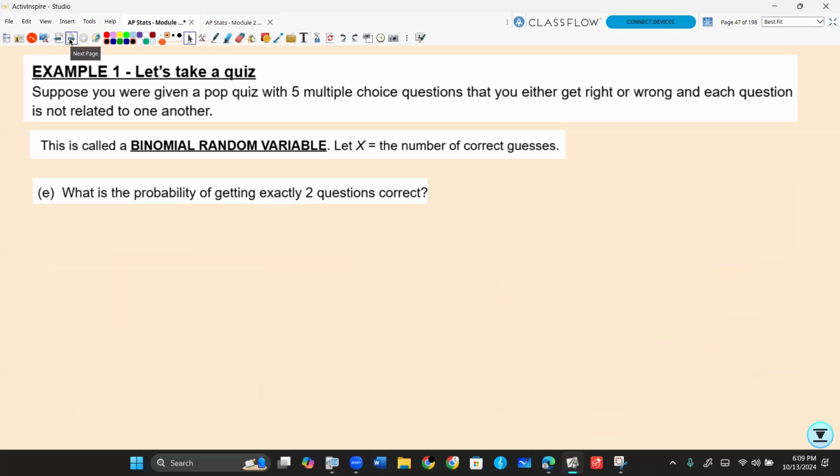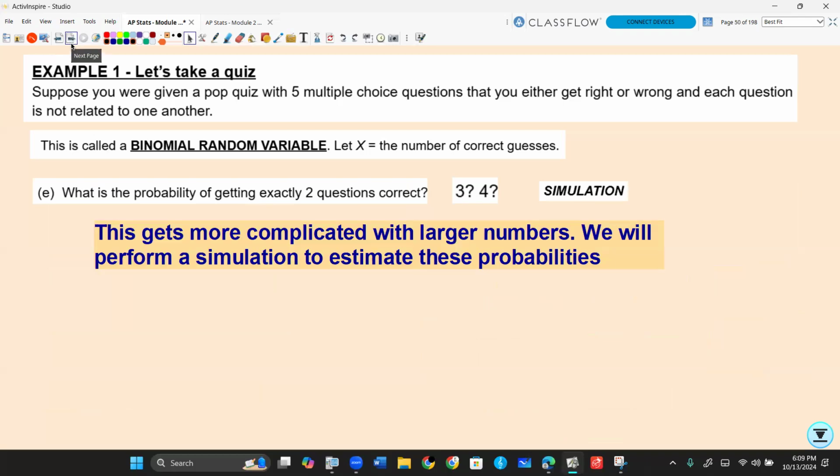What about part E? What is the probability of getting exactly 2 questions correct? Well, let's think about 3 or 4. That's going to be a little bit tricky because now we have multiple combinations of things. So we're going to do a simulation. This gets more complicated with larger numbers, so we definitely want to perform a simulation to see how we can estimate these probabilities.